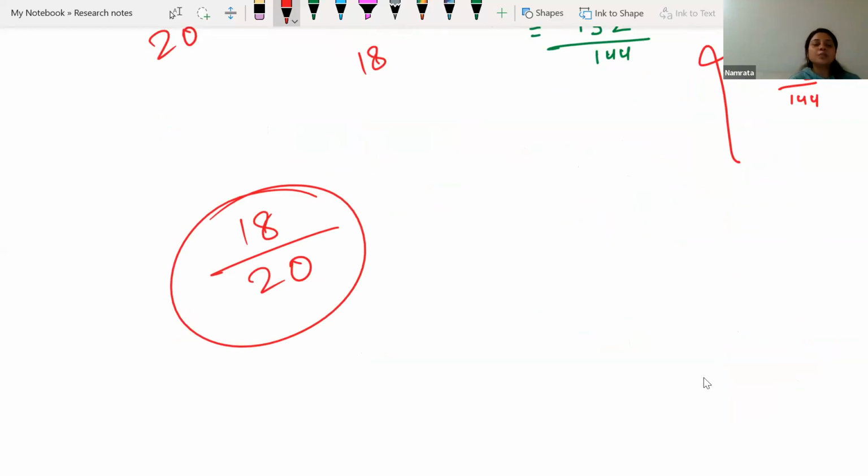That is, what is the total number of outcomes? What is the favorable outcome? Favorable outcome we keep in the numerator, total outcome we keep in the denominator. This is how we write the fractional marks. This is how we find the probability, and by multiplying by 100, we get the percentage of marks also. So all these terms are related to each other.